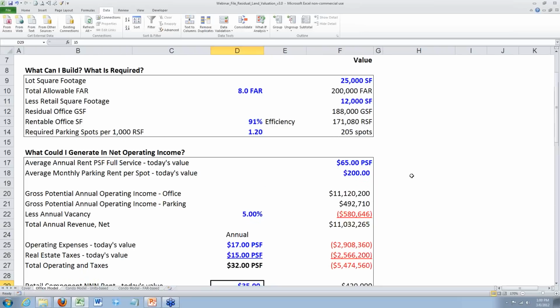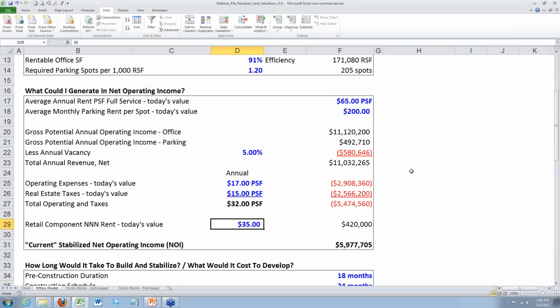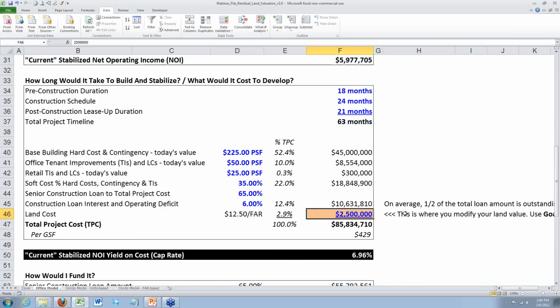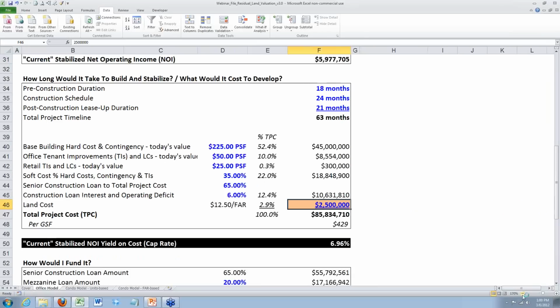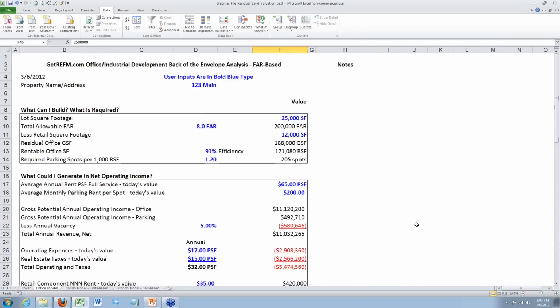The point here is that we are now going to go through every assumption again and again to make sure that we truly believe in it, and then eventually converge on this. And then if this looks palatable and the land price seems like something that the land seller would entertain, now we can proceed to running a full-blown pro forma, a monthly analysis or an annual analysis. So that's the basic exercise of doing the residual land valuation, and that's for an office building.